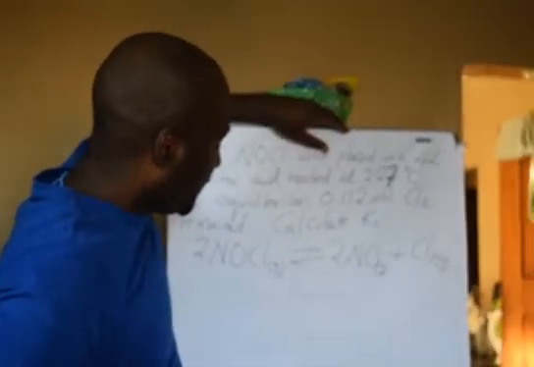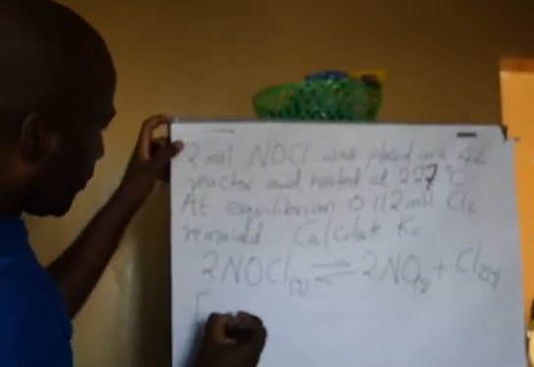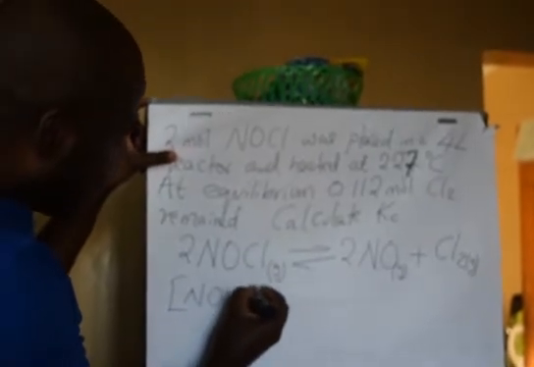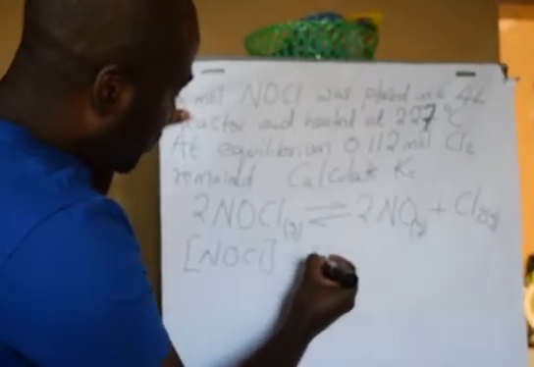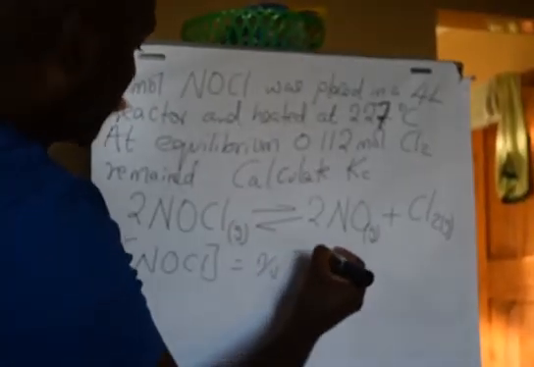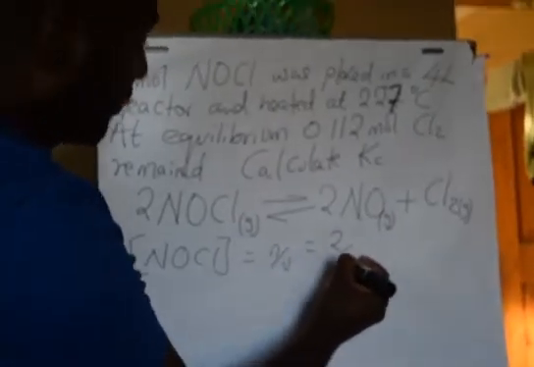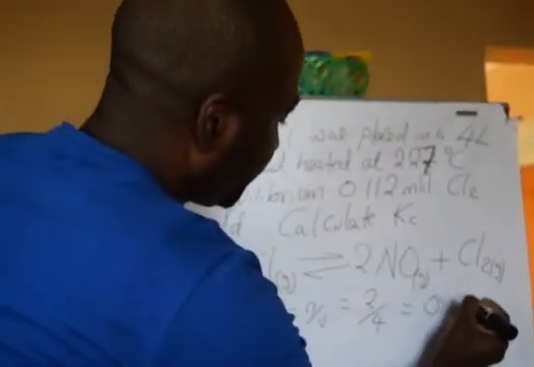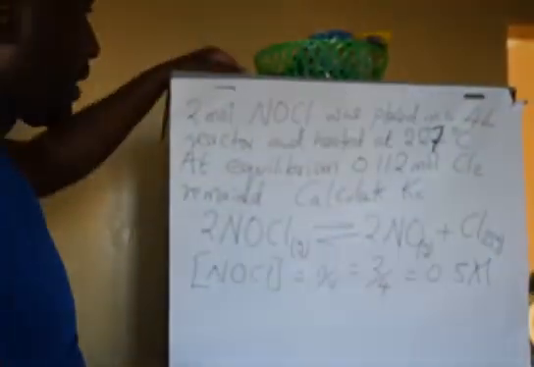Concentration is simply moles per liter. So the concentration for equilibrium is square bracket. We emphasize this one a lot. So when you see square brackets, just know this is concentration in moles per liter. So this is moles over volume. So it's 2 over 4. So 2 over 4 is 0.5. 0.5 molar. Molar or mole per liter.